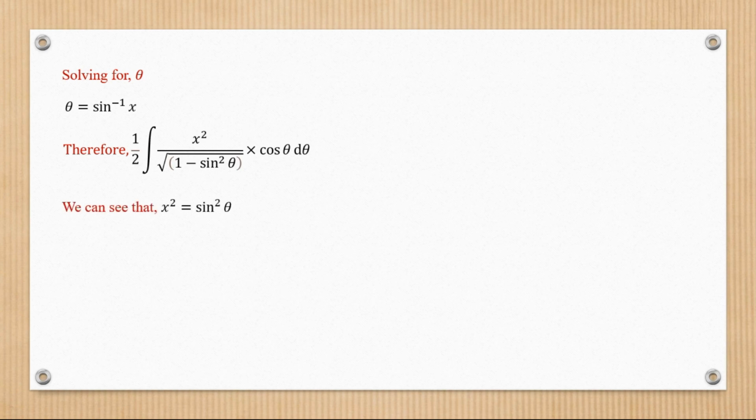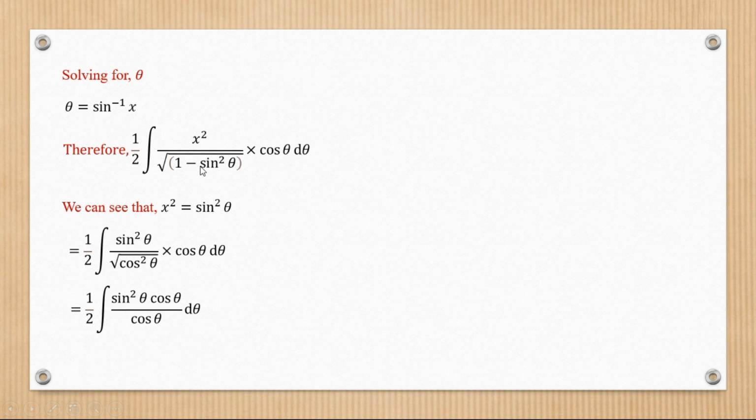Now we can also put this in terms of theta, so we need to put x squared in terms of theta. We've seen that x is sine theta, so x squared is equal to sine squared theta, and we put that right there. But remember that 1 minus sine squared theta is actually cos squared theta, and putting this in a root, we'll actually have cos theta. So this and this cancel, and we'll be left with a half into the integral of sine squared theta d theta.